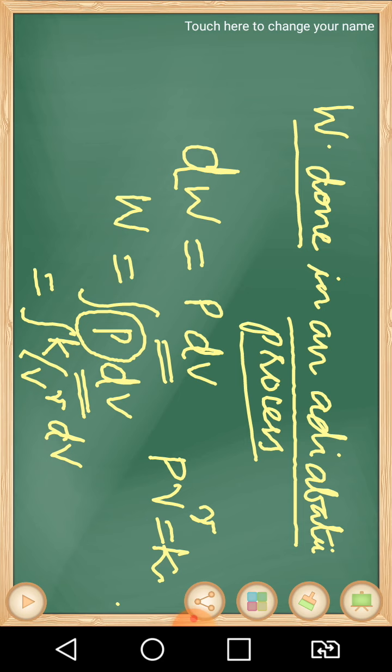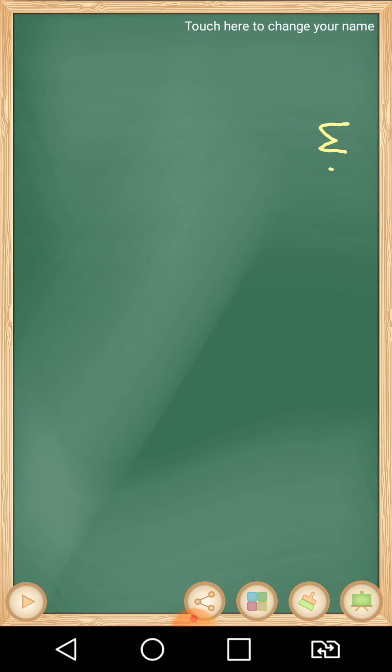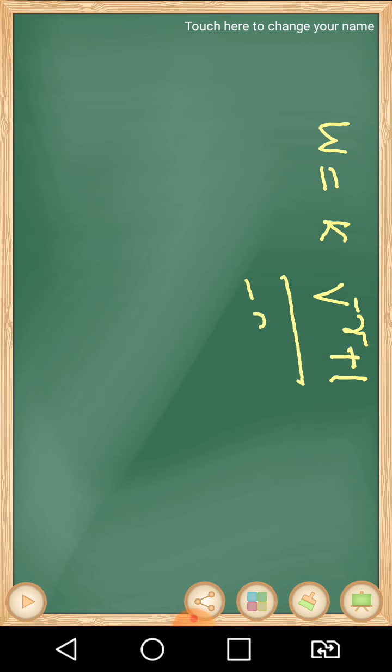നമുക്ക് integrate ചെയ്യേണ്ടത് K by V raised to gamma dV. K is a constant. So it can be written to the left. K 1 by V raised to gamma dV. ഇതിനെ integrate ചെയ്യുക. And when we integrate, we get W is equal to K into V raised to 1 by V raised to gamma. 1 by V raised to gamma is V raised to minus gamma. And integral is V raised to minus gamma plus 1 divided by minus gamma plus 1.